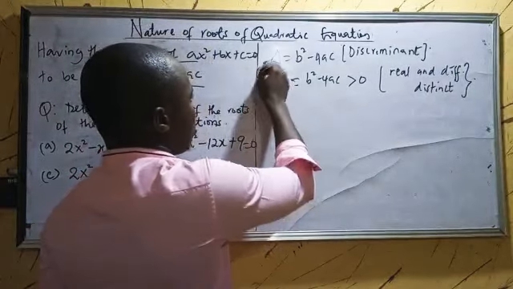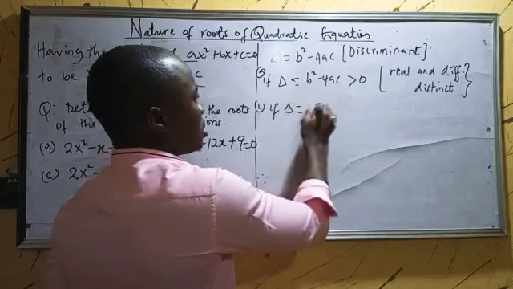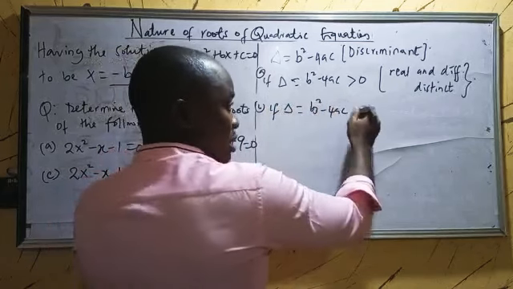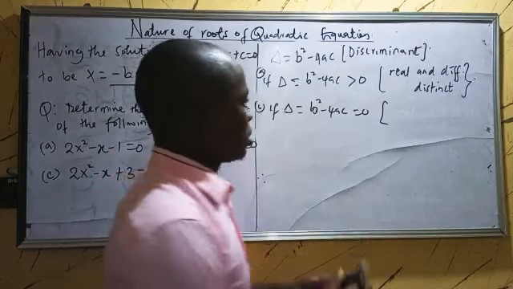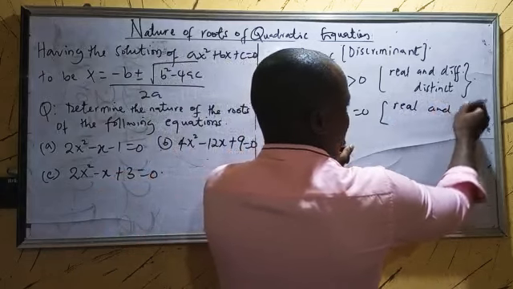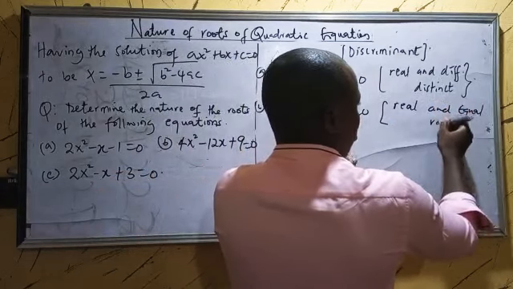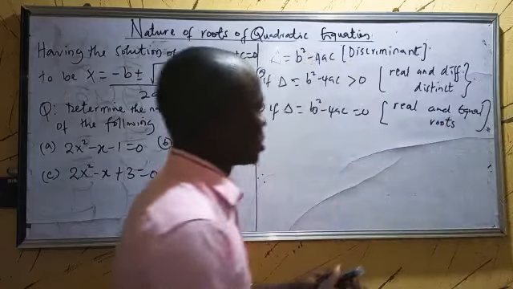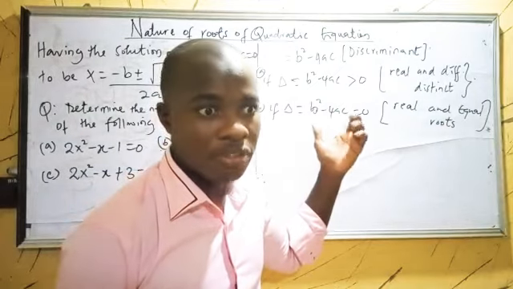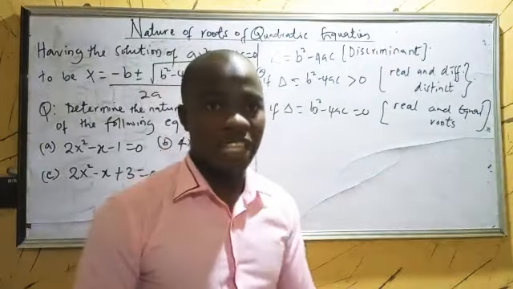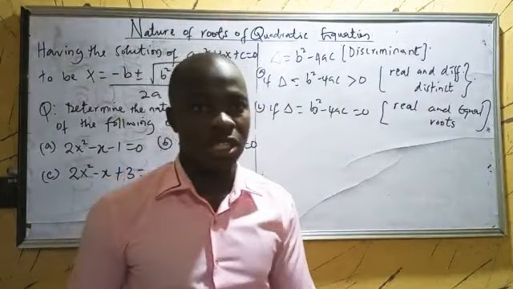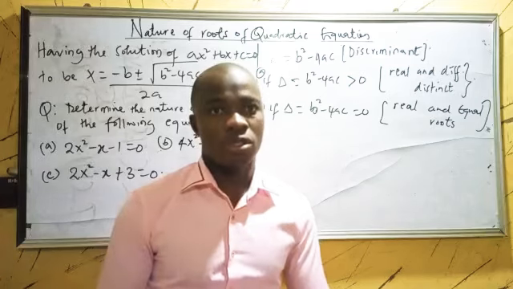The second one is if b squared minus 4ac is equal to 0, then this will be real and equal roots. That is, you can say that the two possible values of x, the variable we used in the equation, will be real, and at the same time will be equal. Understand? That's what I'm saying. So they have to be equal.